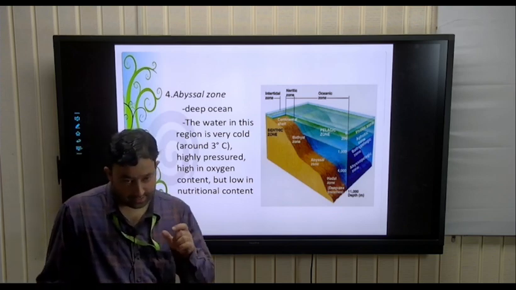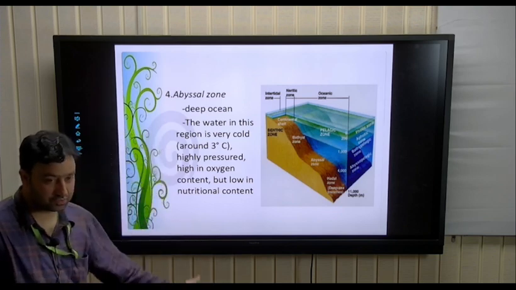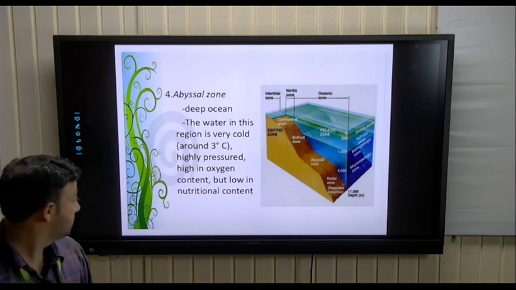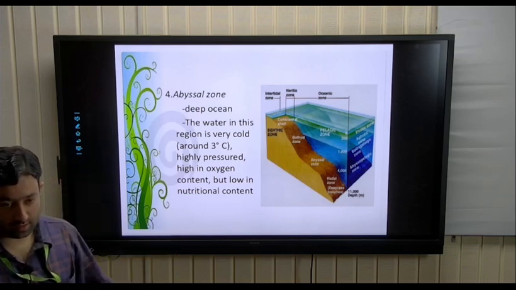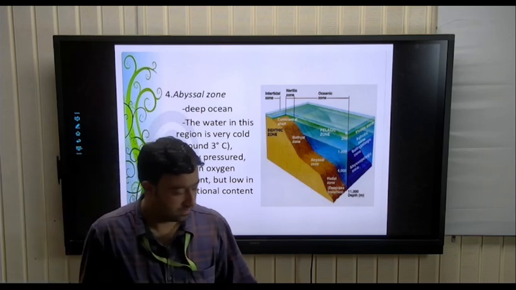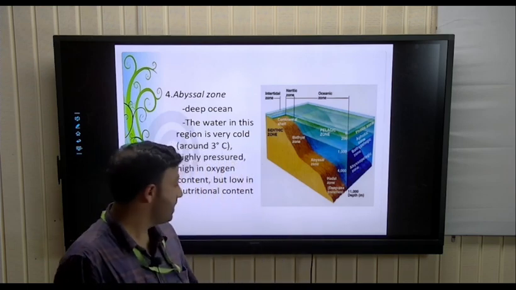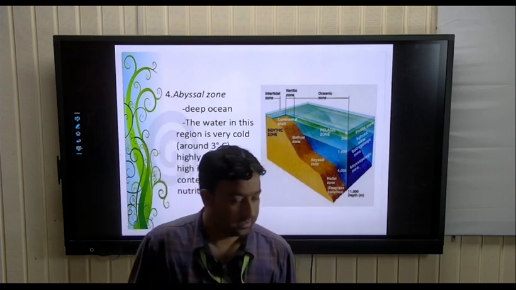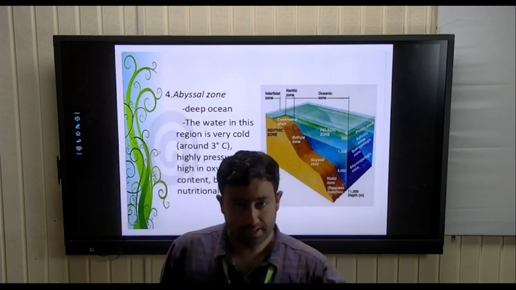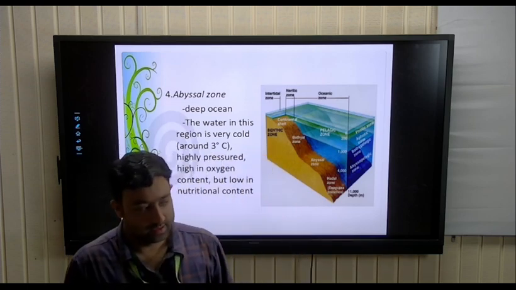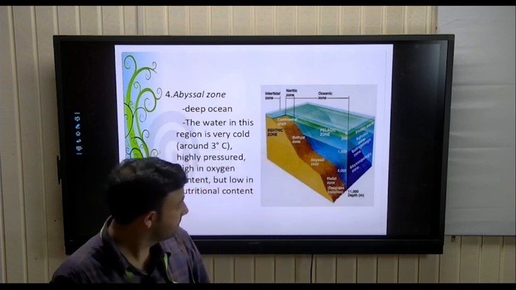Here the temperature of water is very, very low. That means here it is cold, around 3 degrees Celsius. Here the pressure of the water is high, and high in oxygen concentration, and nutrients are present in very low concentration.